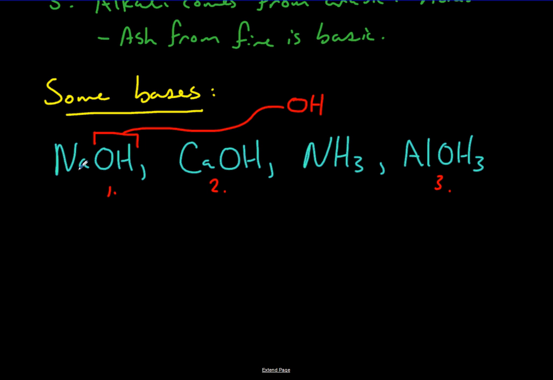But yes, in general, bases are going to be ionic compounds. Okay, they are going to contain a metal on the left side as a cation, and they're all going to contain as an anion this anion. What is this anion called? Hydroxide. Excellent. Hydroxide.